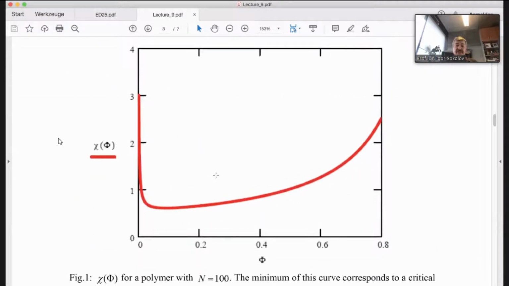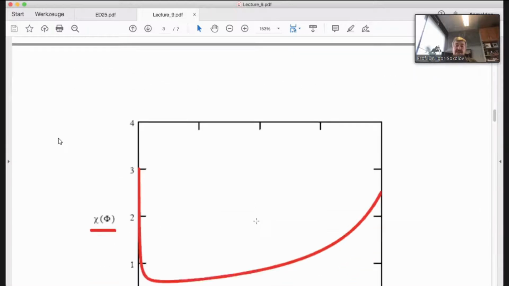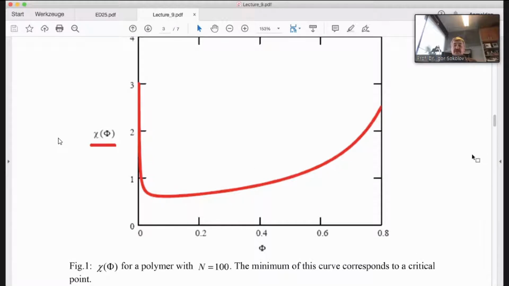Now I plotted it for, so to say, a hypothetical polymer of 100 repeated units, because otherwise you don't see the details. And you see that this spinodal has a minimum. Close to the minimum, it's a normal quadratic function, because the function drawn here has all possible derivatives. And it grows approaching 0, and it grows approaching unity, essentially indefinitely in both cases, and has a minimum somewhere.